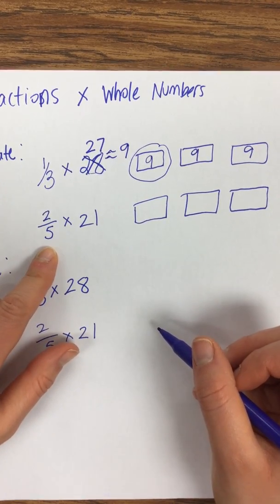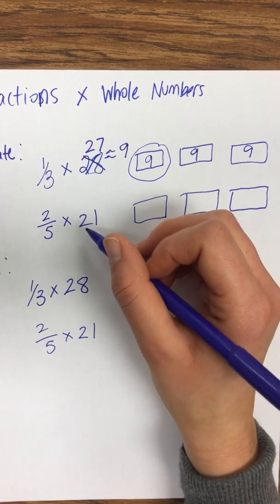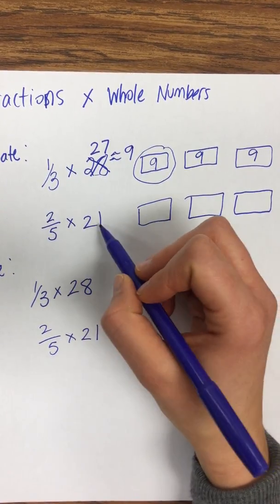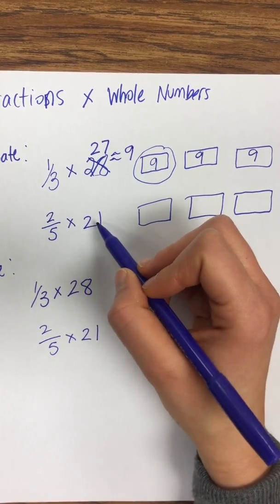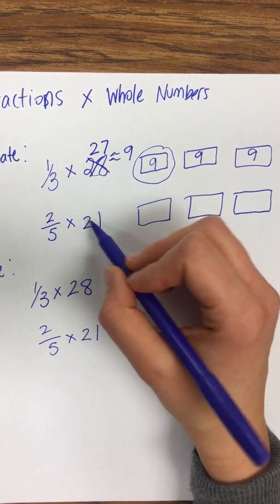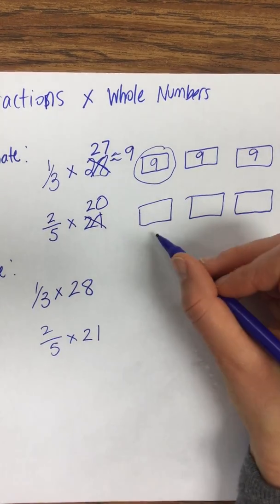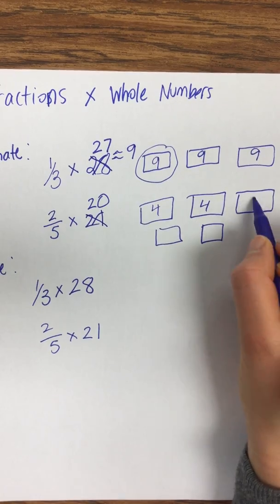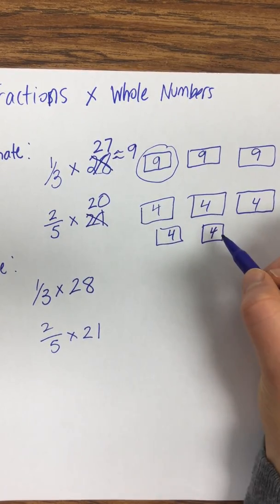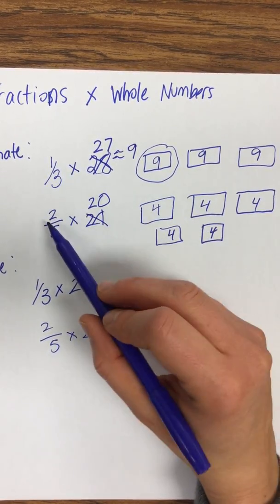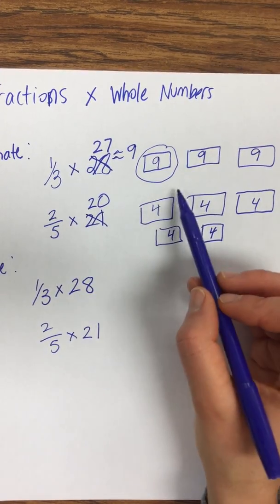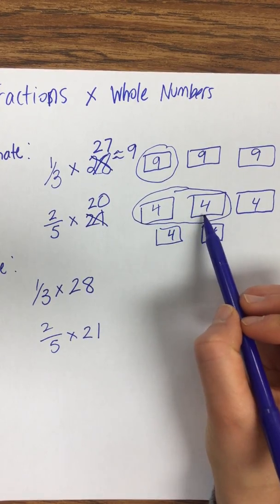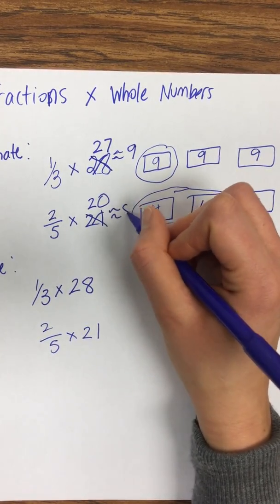It's kind of similar here, but if you notice, we have a different denominator. I still want to look at the denominator, find a number close to 21 that 5 will go into, and I know the closest factor would be 20. And I know when I have 5 groups of 20, there are going to be 4 in each group. But instead of looking at 1/5 of 20, I'm looking for 2/5 of 20. So 4 plus the other 4 is going to equal about 8.